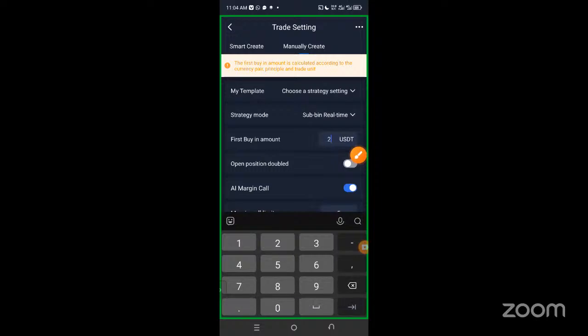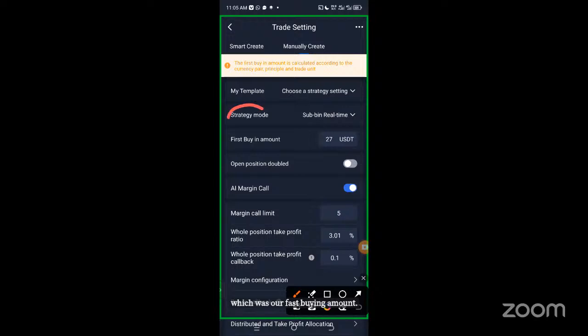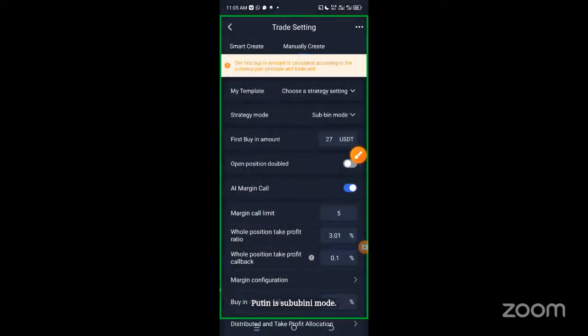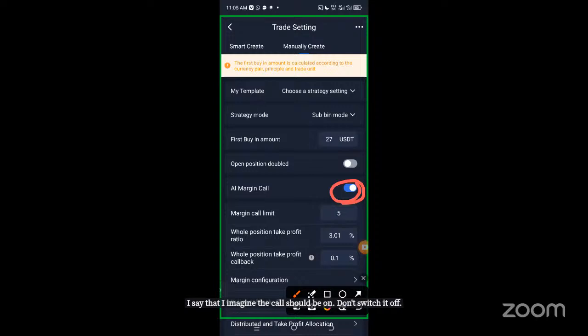27, which is our first buy-in amount. Change the mode. Click here and you put in sub-bin mode. Do you see? I said the AI margin call should be on. Don't switch it off. Only three things change here: the first buy-in amount, sub-bin mode, then you choose a strategy.